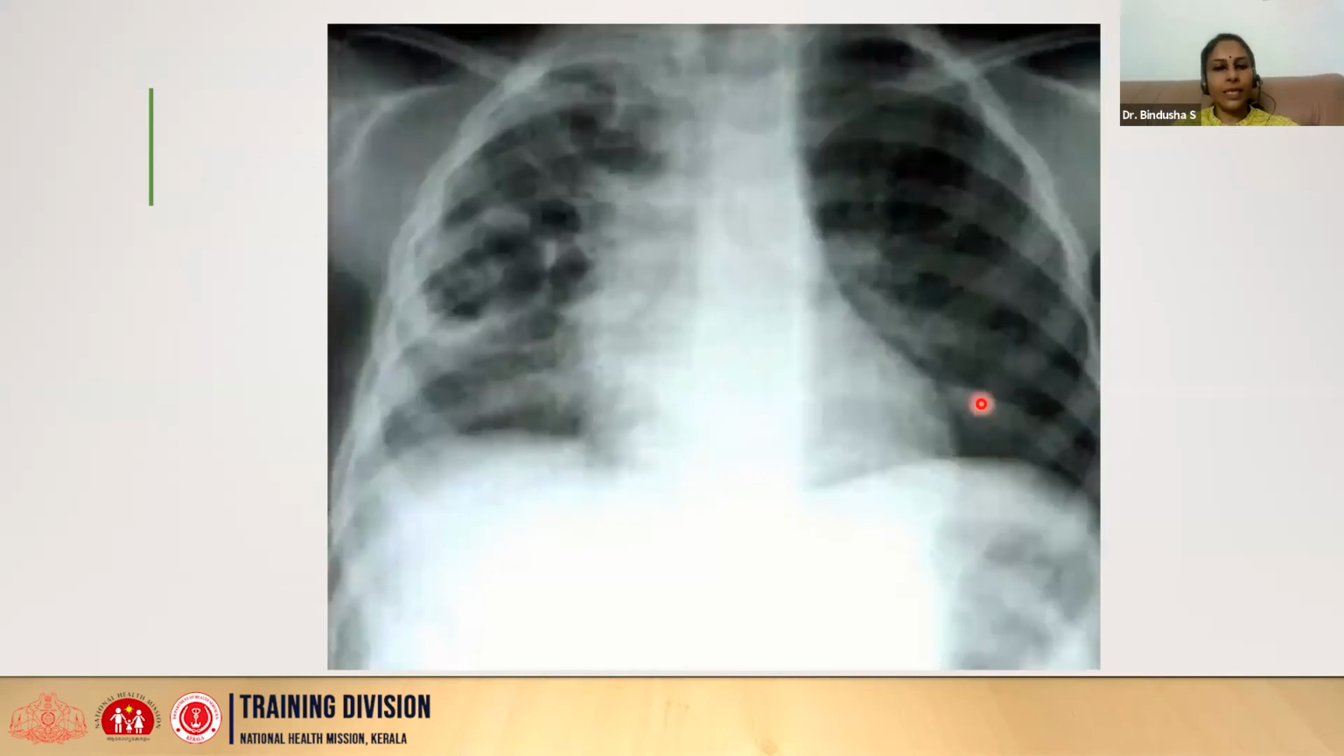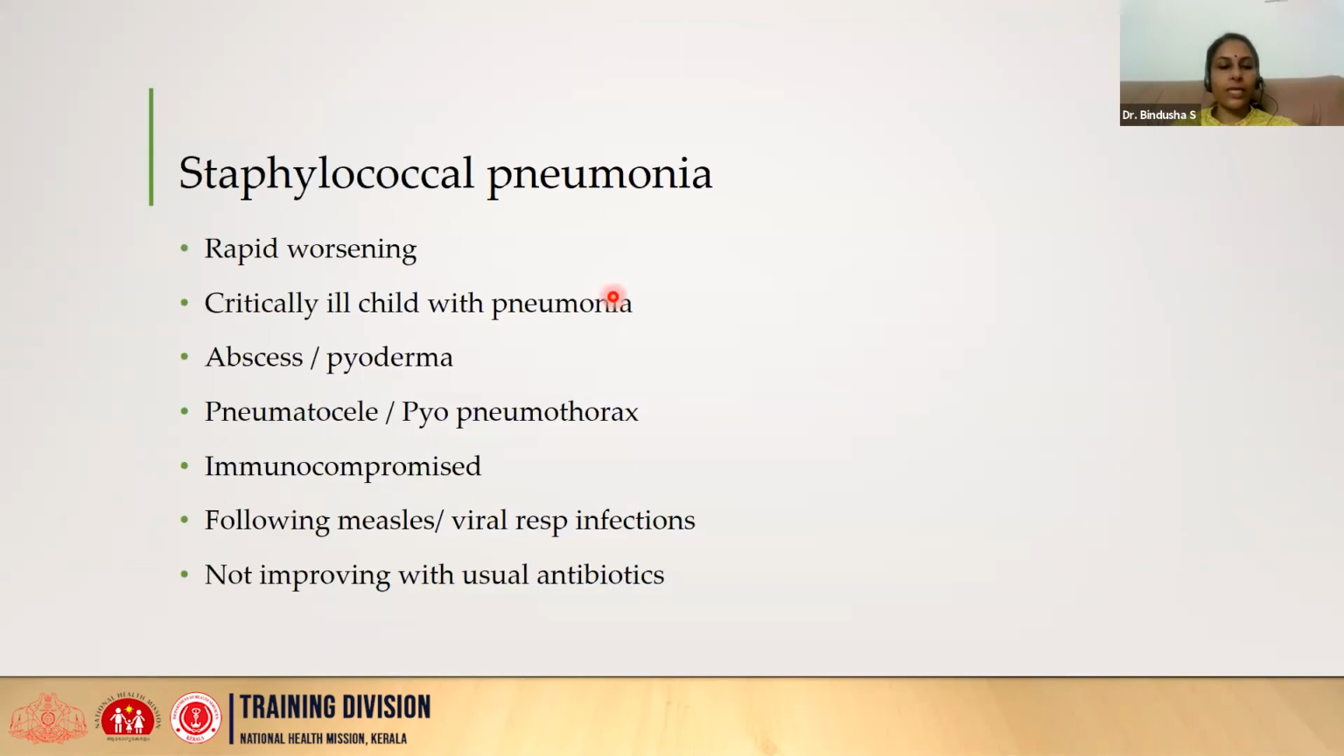And when the X-ray came, we can see that there is a pneumatocele-like lesion here. So whenever the patient is having this, we need to think about staphylococcal infection also. If it is staphylococcal pneumonia, it is not going to improve with our amoxicillin or ampicillin. So we need to suspect staphylococcal pneumonia whenever the patient is having a rapid worsening of pneumonia. A child with pneumonia was having some tachypnea and chest signs in the morning, and by evening the child is having severe respiratory distress. That is a rapidly worsening pneumonia.